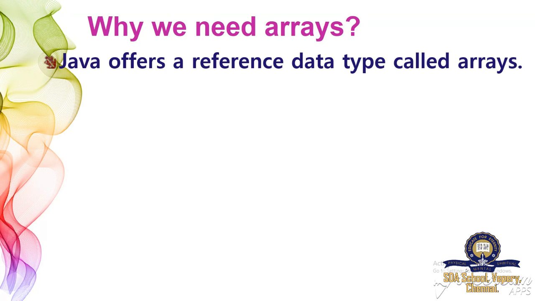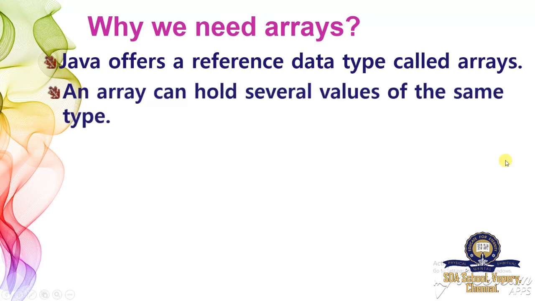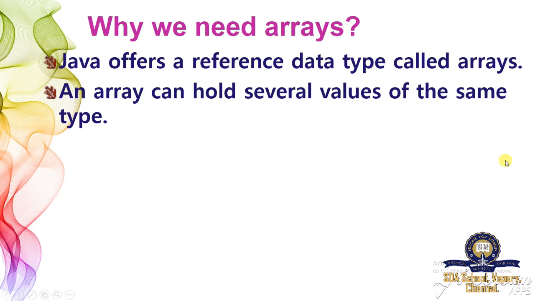So what is a reference data type? Reference data types in Java are those which contain reference or address of dynamically created objects. These are not predefined like primitive data types. Next, an array can hold several values of the same type. We can store several values of the same data type. It means we cannot store multiple data types in an array. We can store similar data type only in an array.